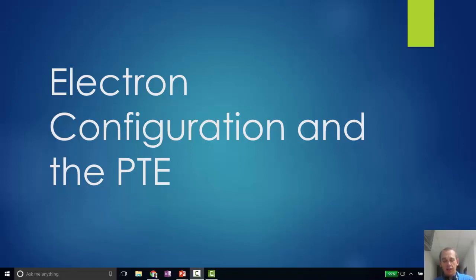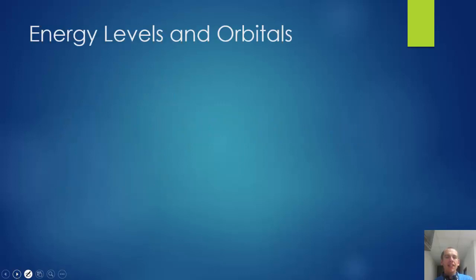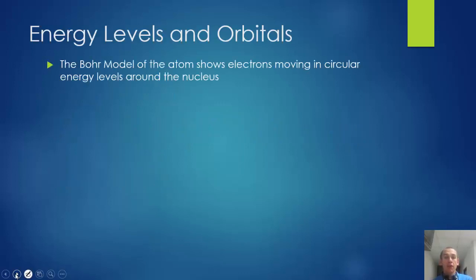In this lesson, we're going to take a look at how electrons are arranged around the nucleus in an atom. And we sort of have an idea about this because we're familiar with the Bohr model of the atom. The Bohr model of the atom shows electrons moving in circular energy levels around the nucleus. Remember, we figured this out by looking at the light emitted when we excited electrons.